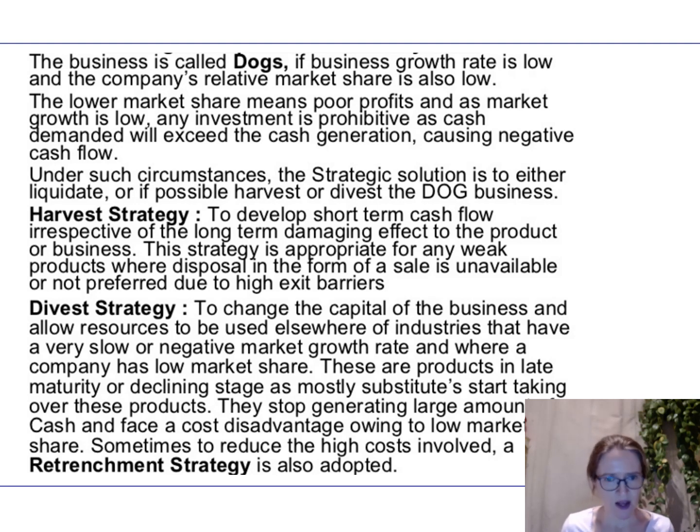these products. So what happens is, because they are in this late maturing or declining phase, they are then substituted by other products. And therefore they stop generating large amounts of cash and face a cost disadvantage owing to low market share. And sometimes, to reduce the high costs involved, a retrenchment strategy is also adopted.